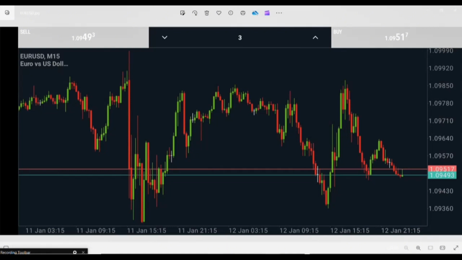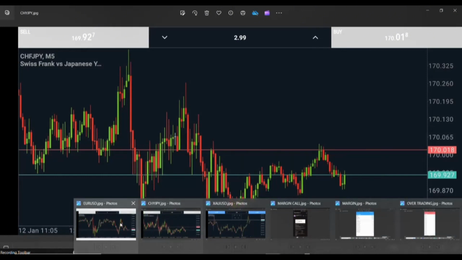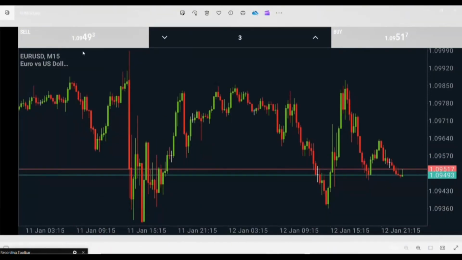I hope you understand. Let's look at the Japanese yen. The Japanese yen, like we said, is always the second digit. So if the Japanese yen moves from 170.01 to 170.02, it means it has increased by 1 pip. If it moves from 160.92 to 160.91, it means it has reduced by 1 pip. So for the Japanese yen pairs, it is always the second digit. But for the pairs that contain the US dollar or the major pairs that do not include the Japanese yen, it is always the fourth digit. I hope that is clear.